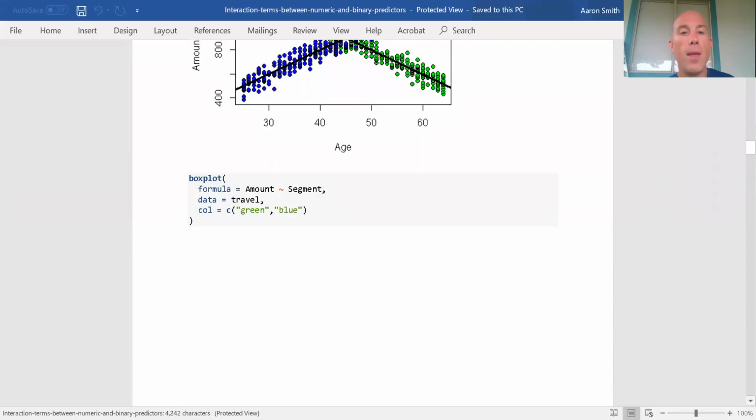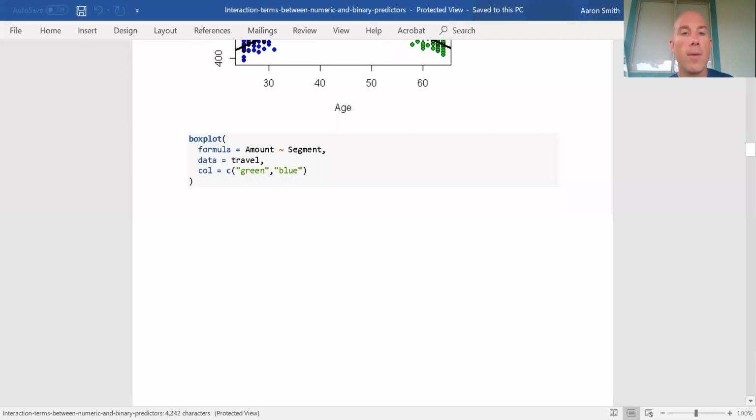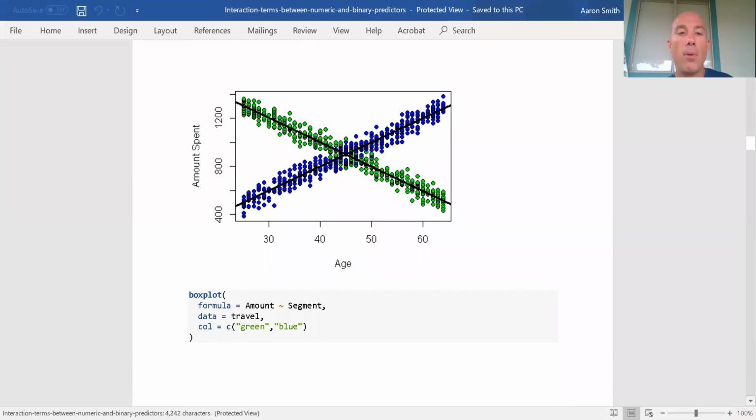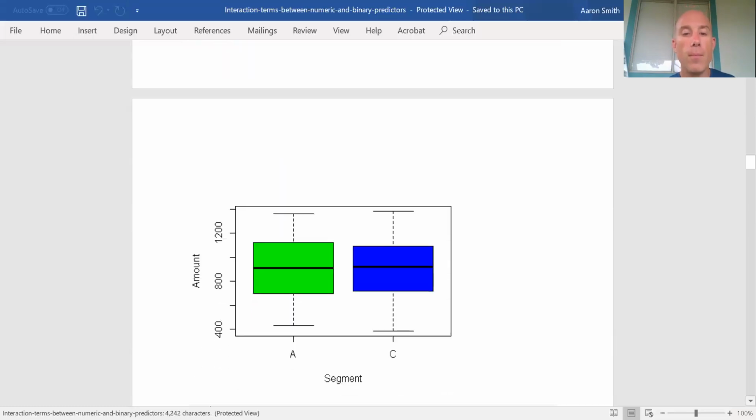All right, so let's go ahead and do our box plots. So here, you'll notice that my scatter plot, I've got age along the x-axis and amount spent, but I didn't actually plot amount spent with segments. And we can see that the box plots, from this point of view, are just about the same. They are as equal as you're going to get.